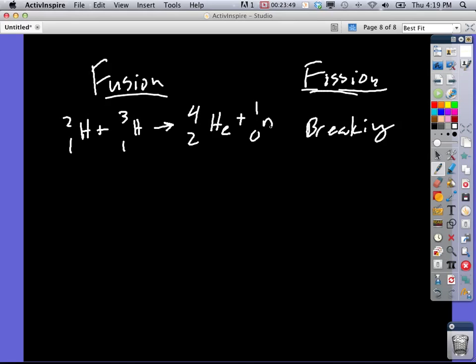But this is the key. This is something called deuterium, and this is tritium. These are both isotopes of hydrogen. When you combine these two, you get a fusion reaction. 25 kilotons versus on the order of 4 megatons. Notice the difference. That's a hydrogen bomb. That's why it's called a hydrogen bomb.